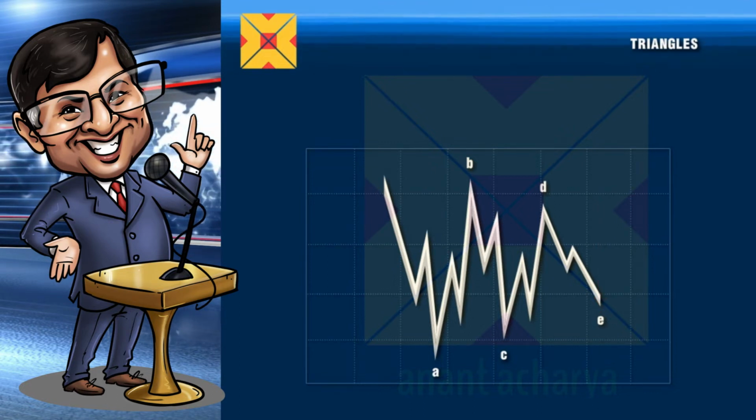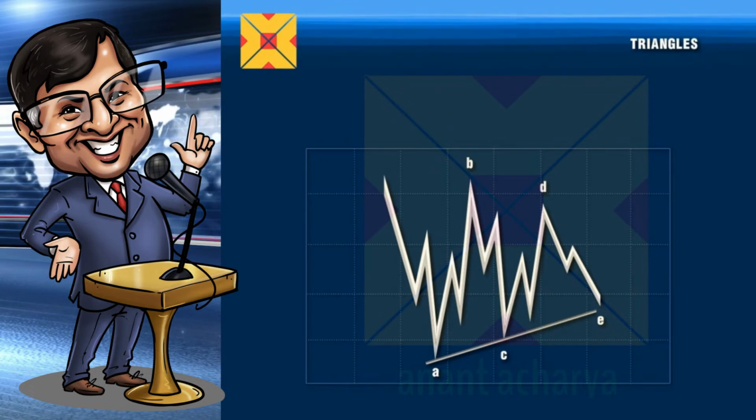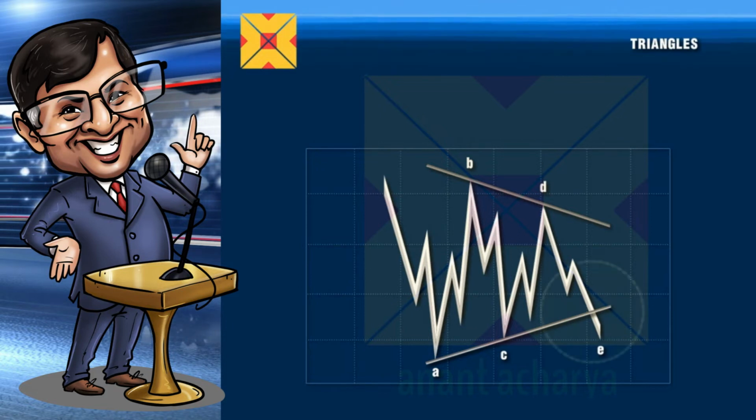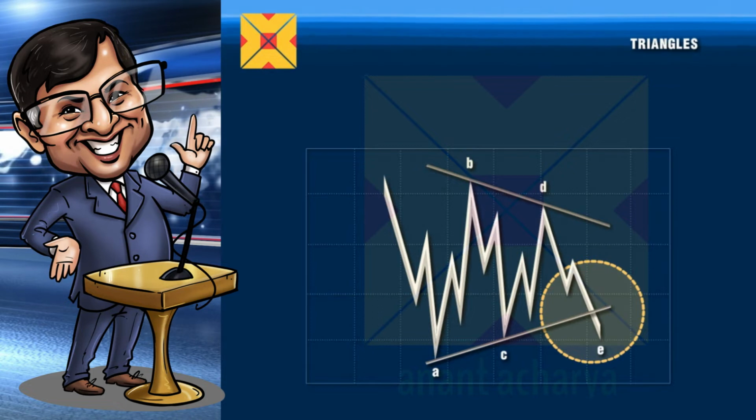The trend lines of a triangle are drawn by joining the endpoints of wave A with wave C and wave B with wave D. Sometimes wave E can shoot beyond the trend line AC. This happens more often than not.